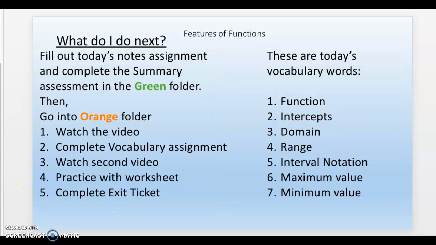All right, guys, I always try to keep the videos under 10 minutes. Right now, you've watched this video in the green folder, which is the top folder of today's assignment folder. Go ahead and complete the notes assignment and the summary. They're both shaped like a puzzle piece. And then go down into the orange folder. It's the second folder. There's a video. Go ahead and watch it. Then complete the vocabulary assignment.